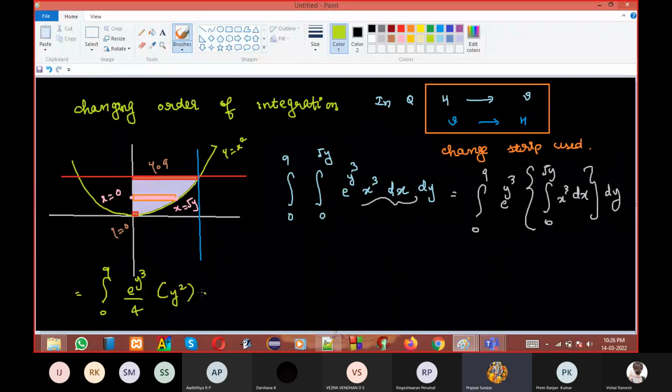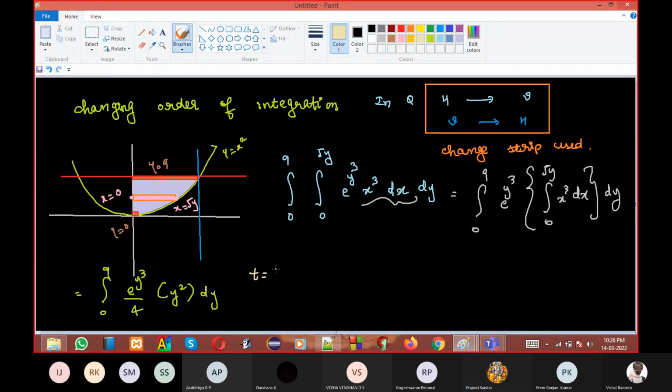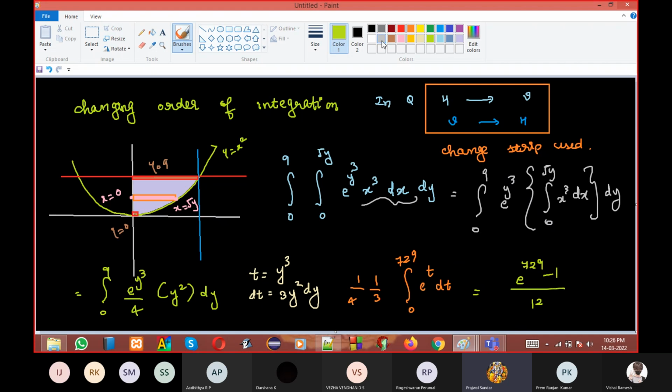See. Now are you able to visualize? Now this is it. So now you take substitution whatever you want. t equal to y cube you take. So you will get dt equal to 3y square dy. Now this is single integral. This you can do on your own. I'm not going to waste time. 1 by 4 into 1 by 3 integral 0 to 729 e power t dt. So this will be e power 729 minus 1 by 12. I hope my answer is right, but logic understanding.